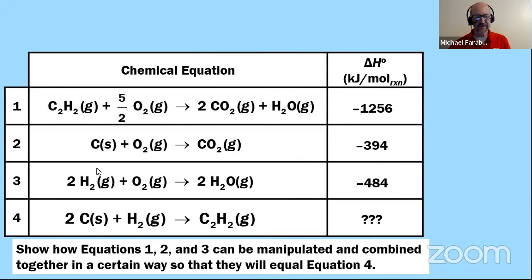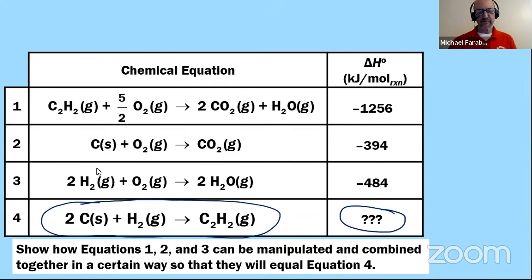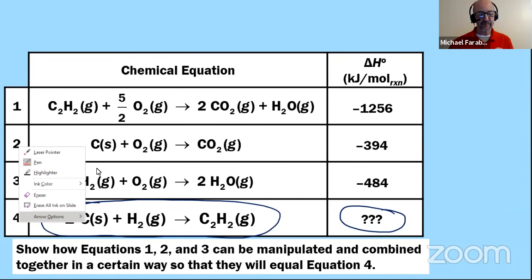So we're going to call this equation, equation number 4. This is our target equation. This is an equation for which we don't know the delta H. But can we combine equations 1, 2, and 3 in such a way that when we add them together, they will equal equation 4?